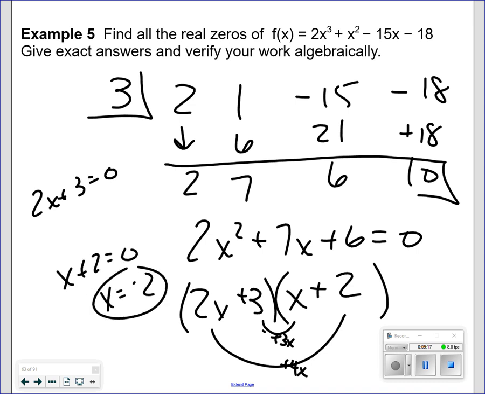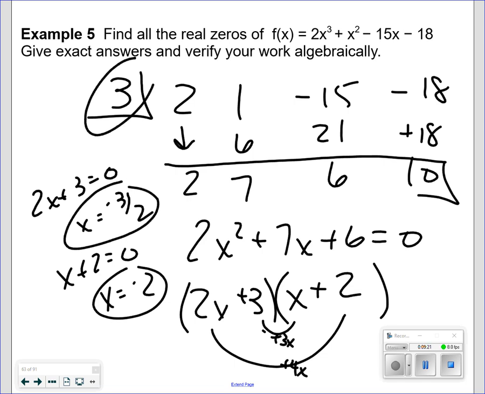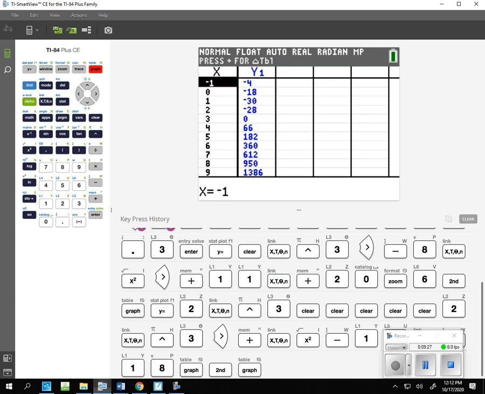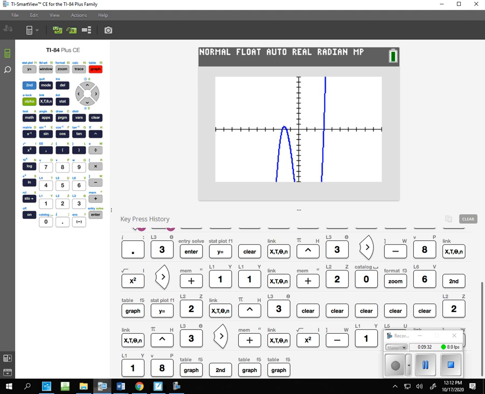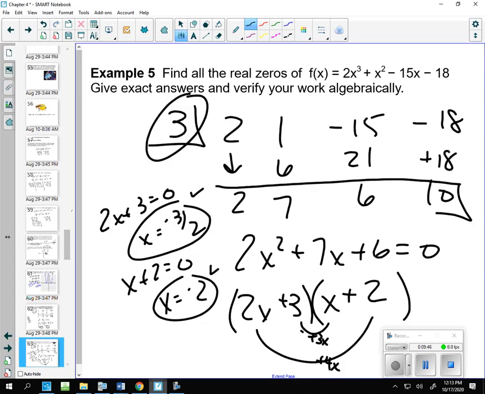And I'm going to go back to the graphing calculator in just a second. But I think the answer should be 3, -3 halves, and -2. So if I go back to the graphing calculator, those are the locations that I should see on the graph. Look, it's crossing at -2. It's crossing somewhere between -2 and -1, which is -3 halves, and then it is also crossing at +3. So I can verify algebraically that that actually worked.